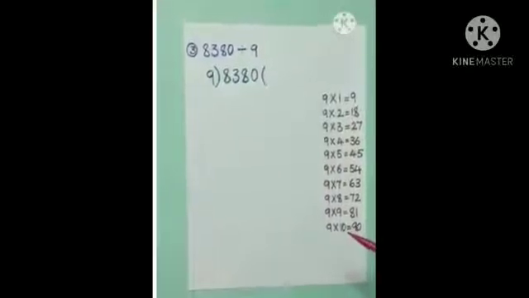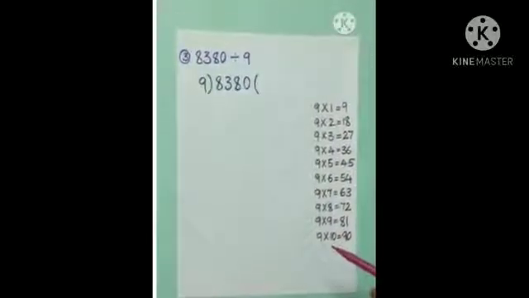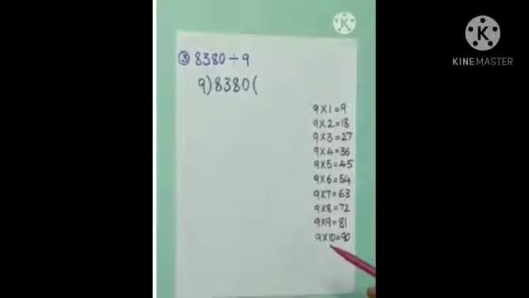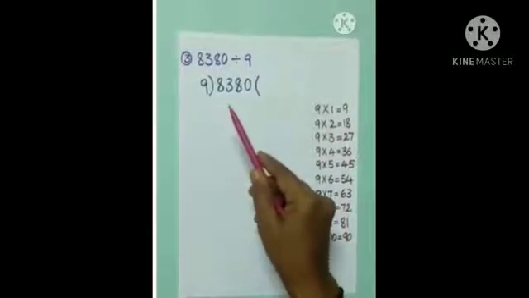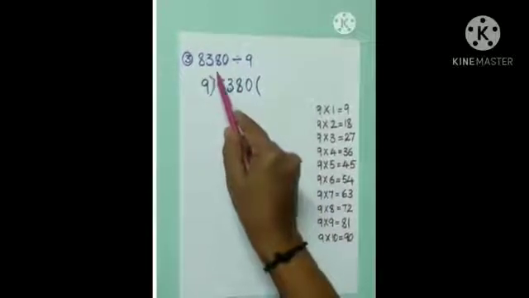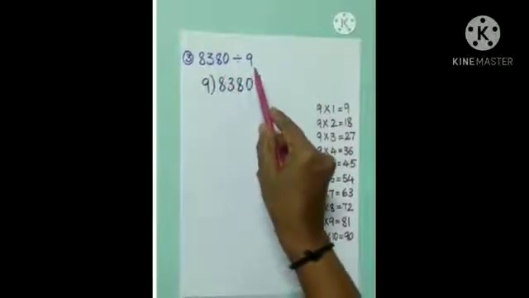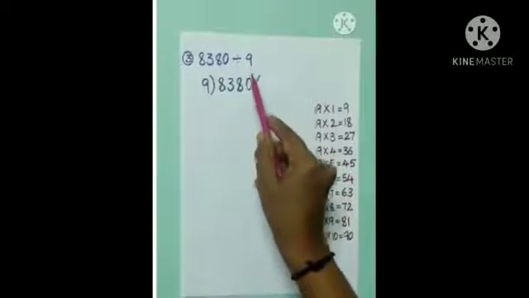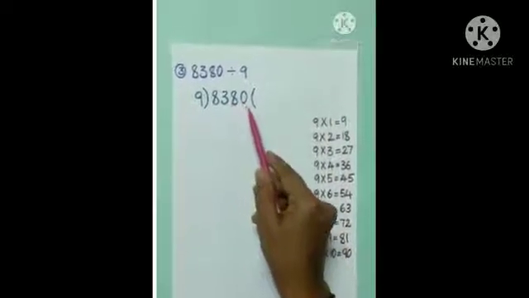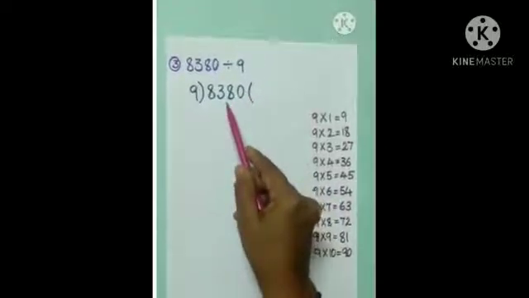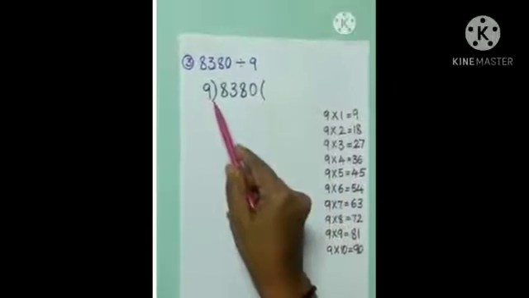Question number 3. 8380 divided by 9. Here, what is the dividend and what is the divisor, children? Yes, 8380 is the dividend and 9 is the divisor. Now let us arrange the numbers. We write 8380 in between the brackets and 9 to the left side of the bracket.